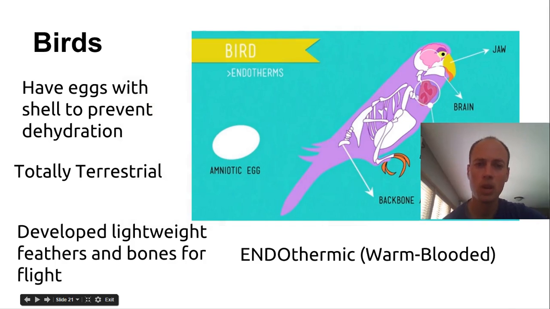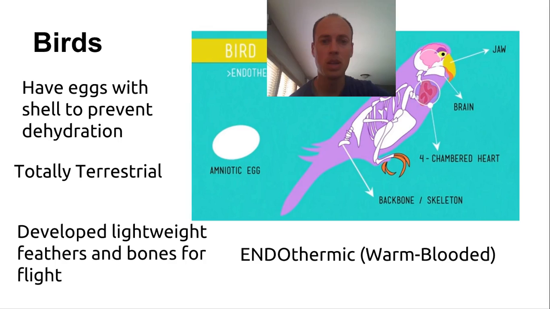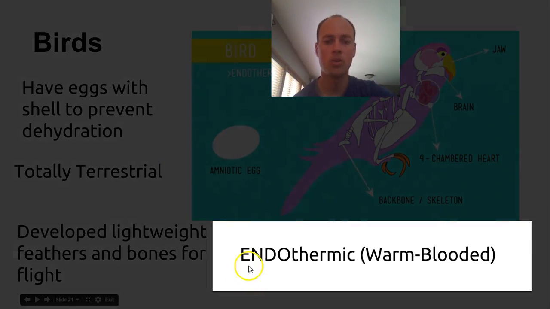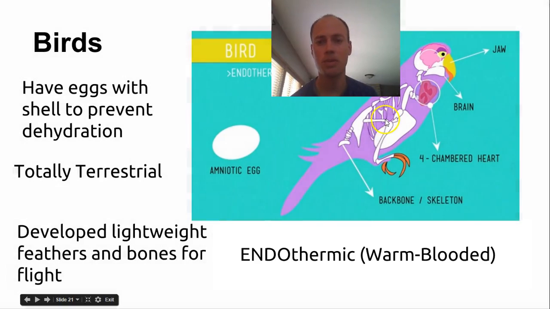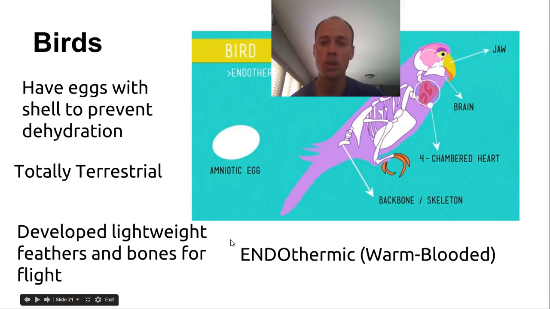So birds. Birds are a lot like reptiles. Big difference being that they are endothermic or warm-blooded instead. Obviously, that gift of flight is pretty cool. And it distinguishes birds from a lot of different animals. Not that other animals can't fly, for example, bats and insects if you go to invertebrates, but that is a pretty cool adaptation that birds have.